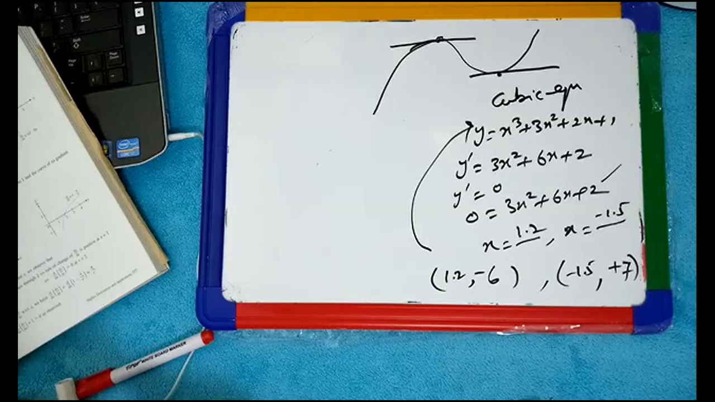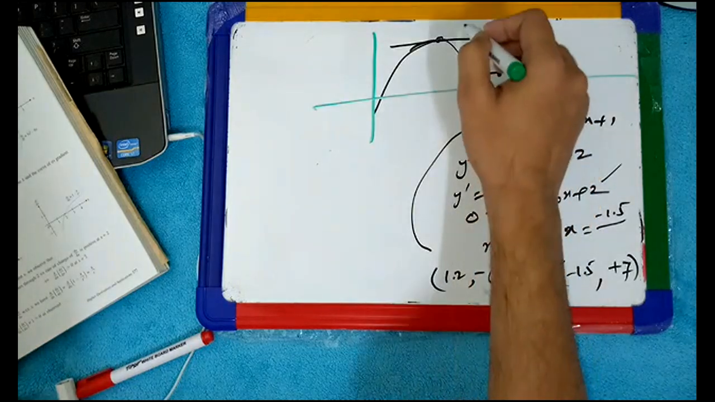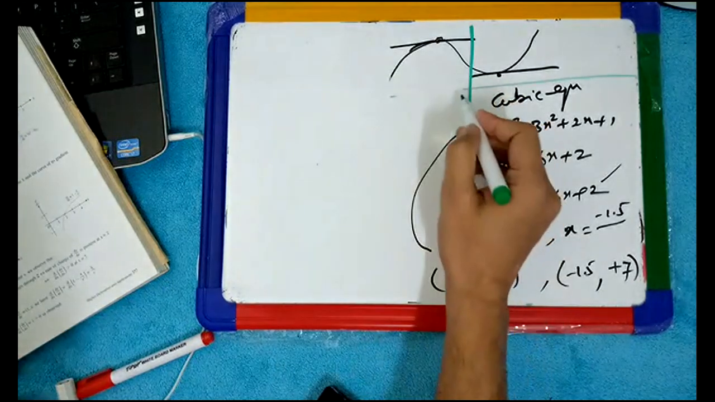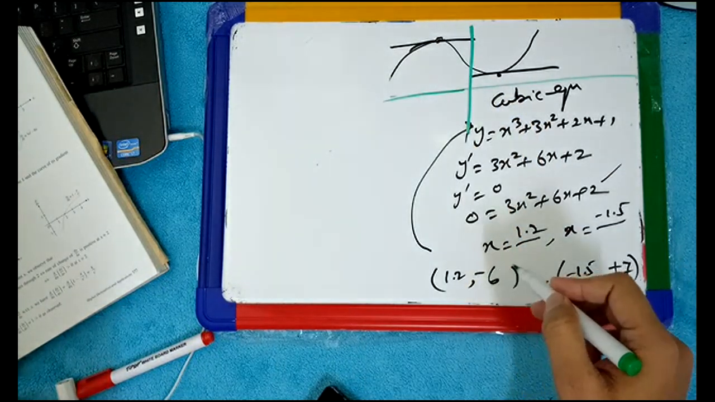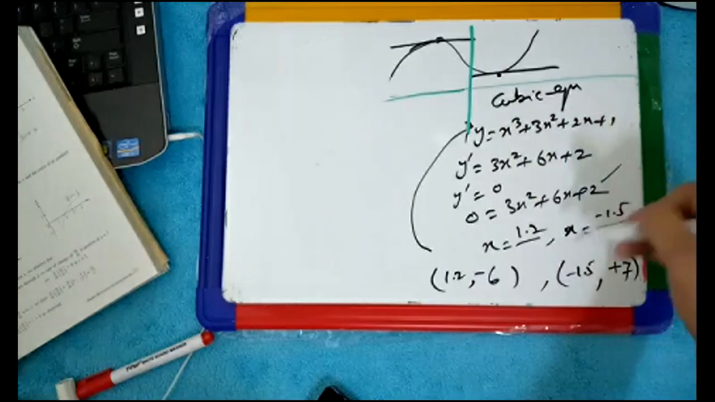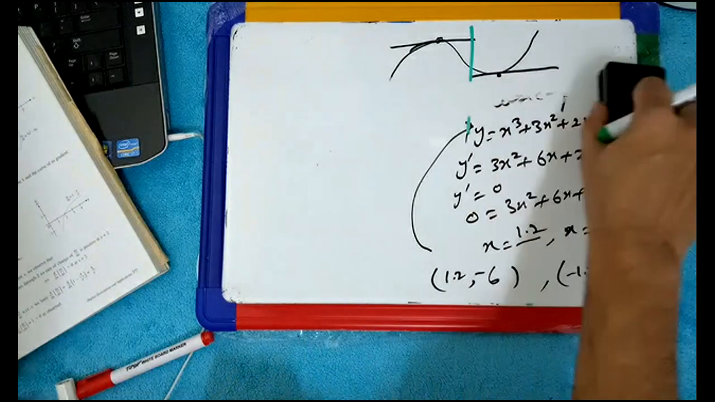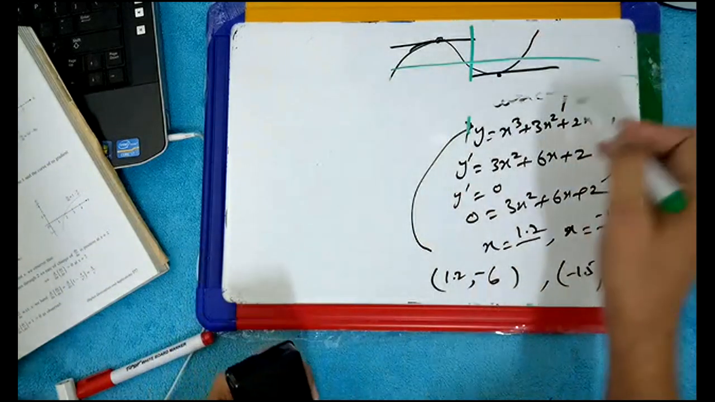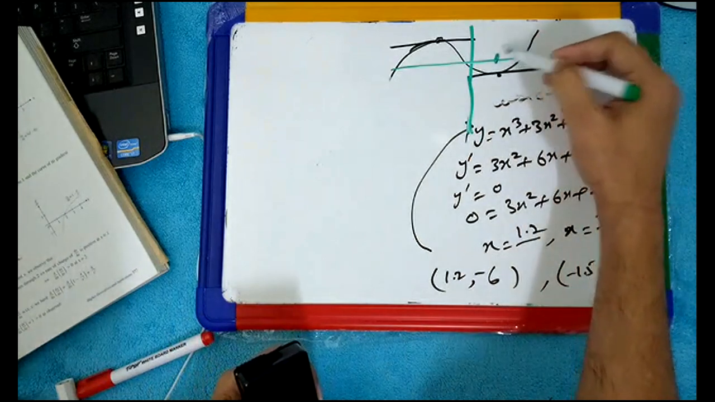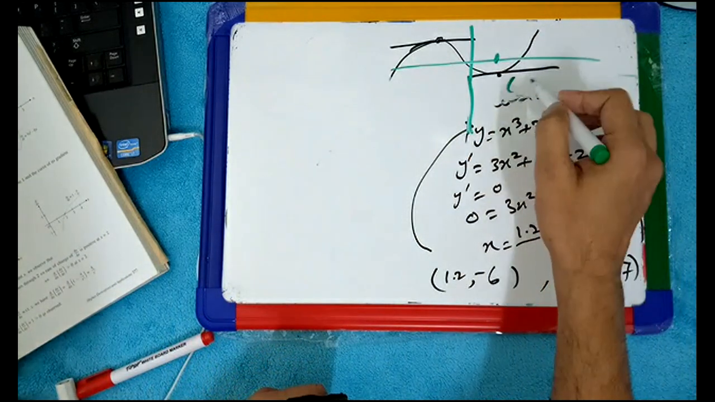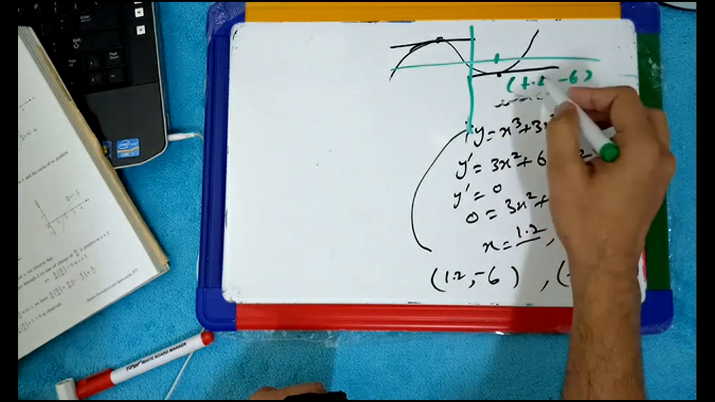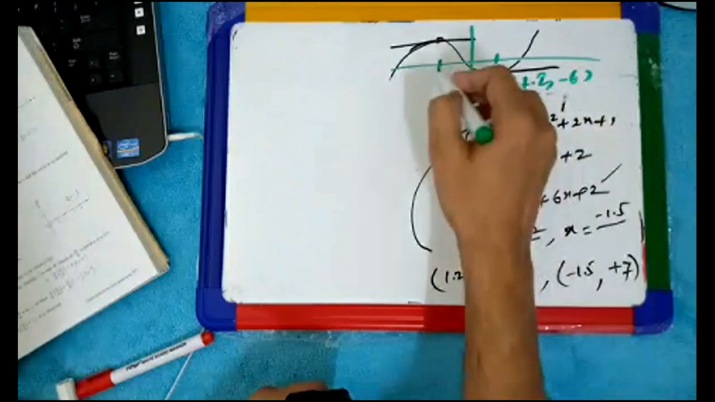Which one is the maximum point, which one is the minimum point? The maximum point is 7, and the minimum is minus 6. The graph is like this. So this is 1.2 and minus 6, and this is minus 1.5 and 7. Got it?